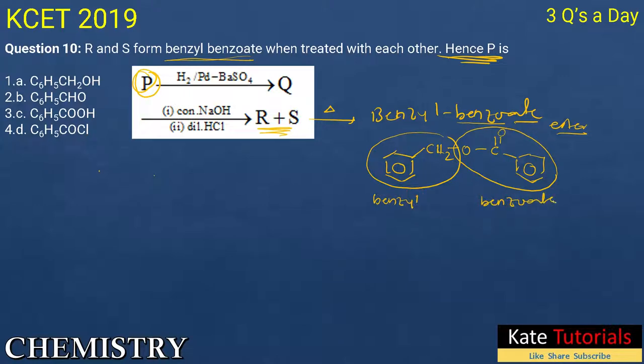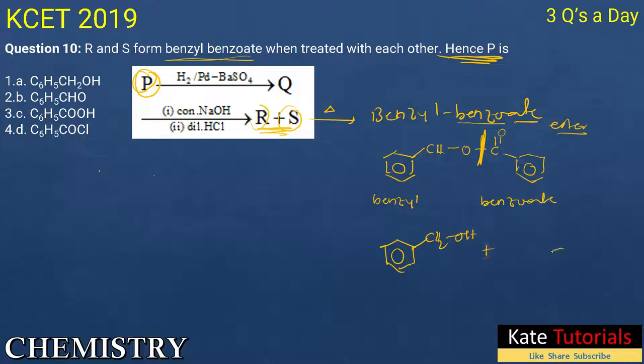So this is the structure of benzyl benzoate, and we get this when we treat R and S. So what might R and S be? If I break a bond, which bond? We can't break the CH2-O bond, sorry. We know that the C=O and O bond will be weaker, so this bond can be broken. If I break this bond, what do I get? One is benzyl alcohol, CH2OH.